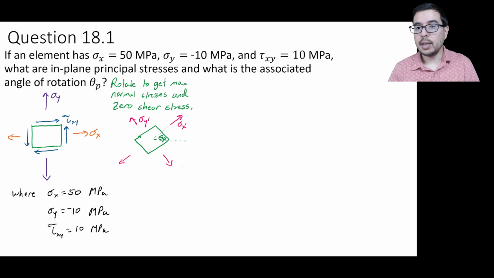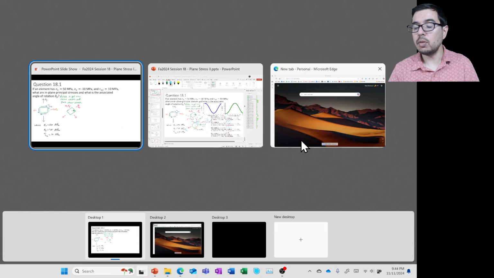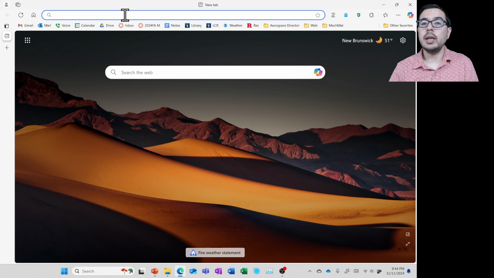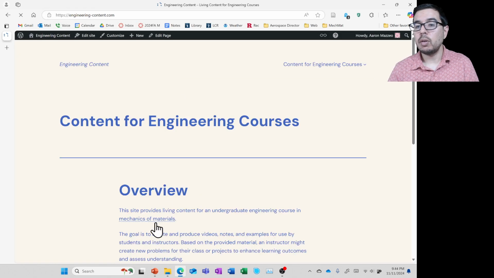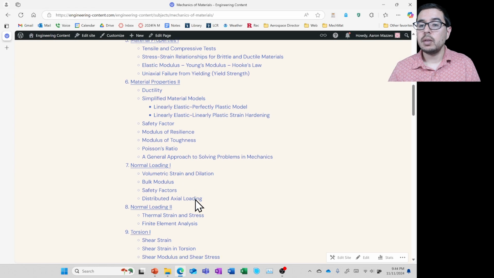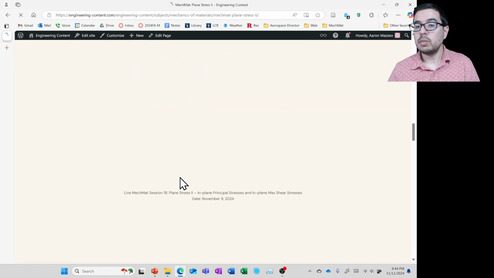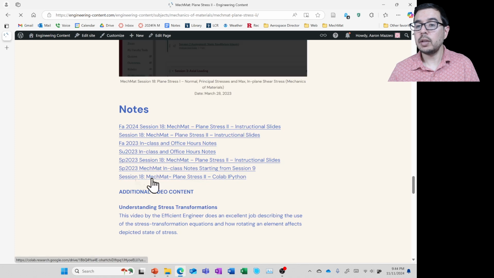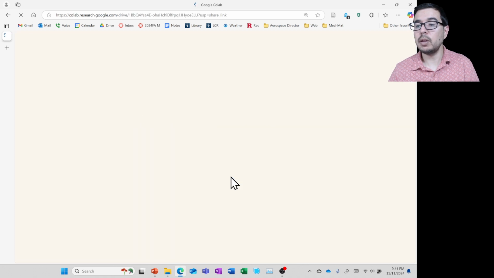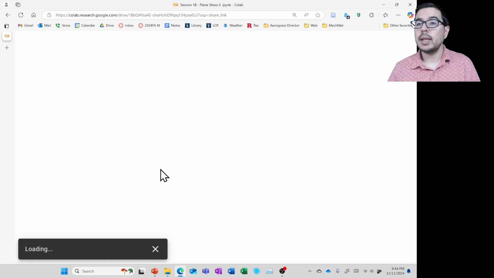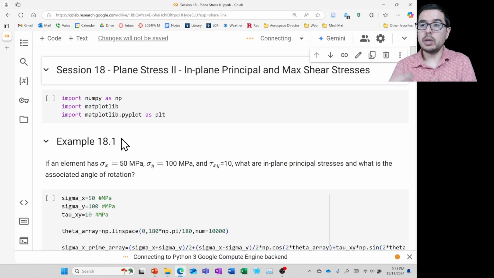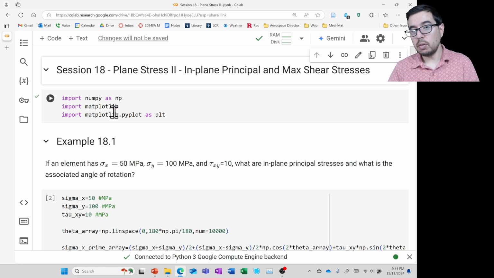So let's go ahead and take a look at the Colab that we can use for this problem. We'll go to the website where we have session 18, and then a little bit of scrolling to find the session 18 Colab IPython. For this example, you might want to copy it into your own Google Drive. Here, I'm not going to save the work, so I'm just going to run it right in the Colab that came up with the click.